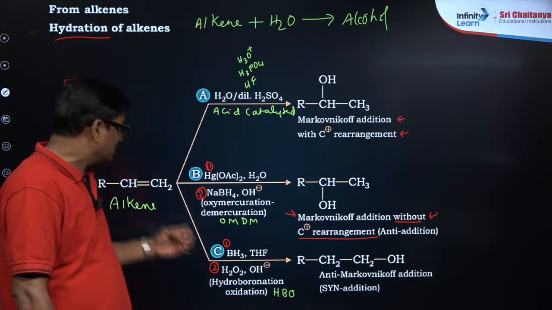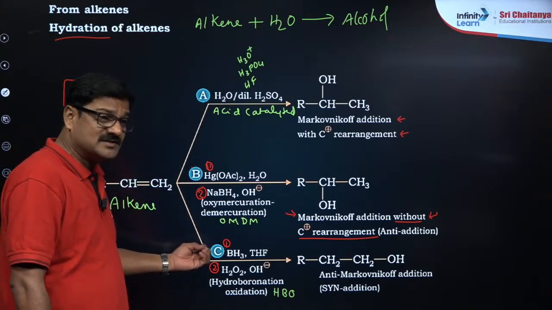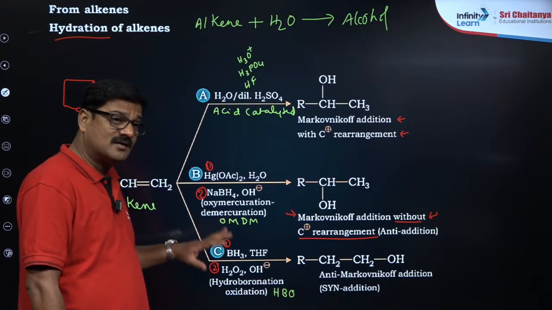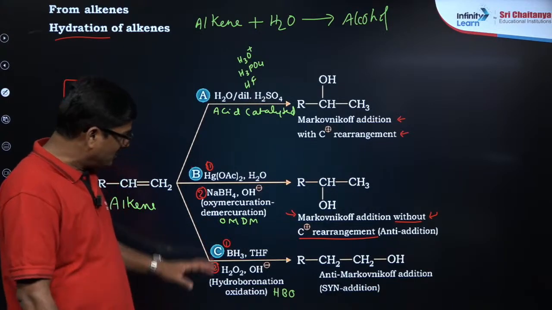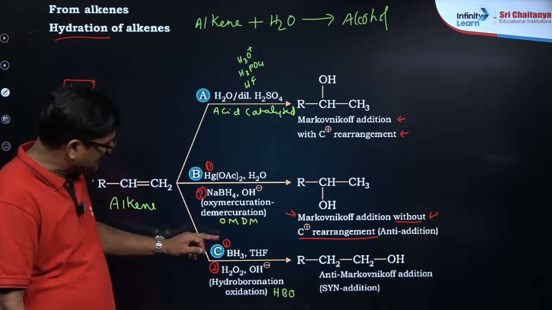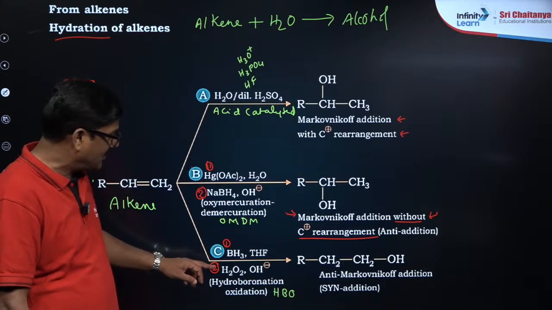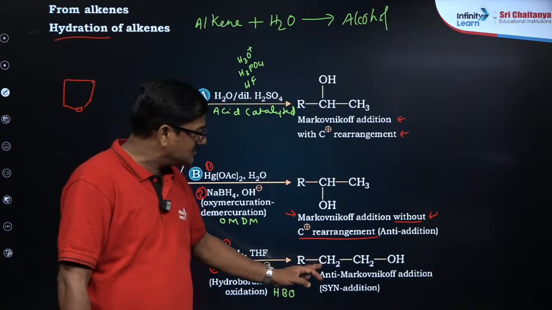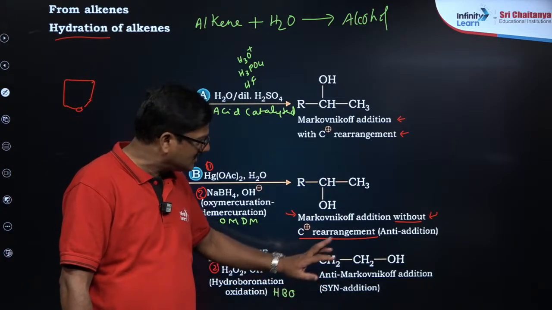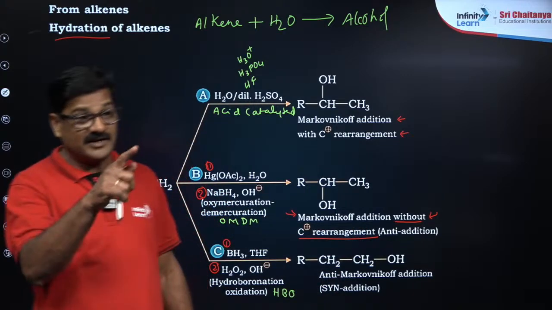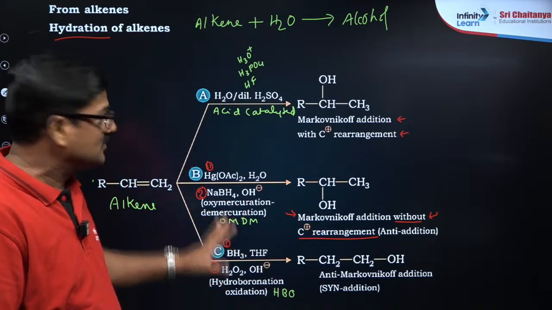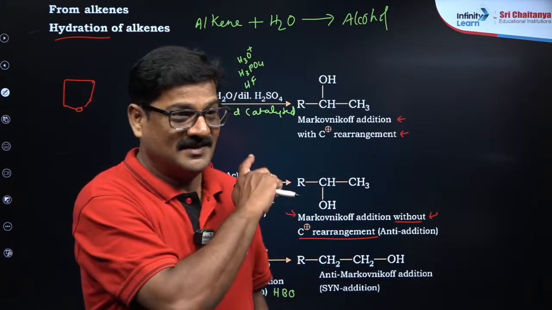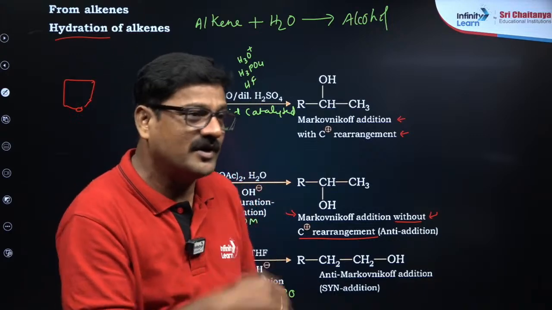There is a third method, that is called hydroboration and oxidation. In the first step you use BH3 and THF, and then H2O2 in the presence of an alkali. The product is going to be anti-Markovnikov addition. There is no rearrangement. Here it is written as anti and syn. Next slide you will come to know what is anti and syn. So about these three methods, hope you understand at least the basics about addition of water. Now we are going into the details.